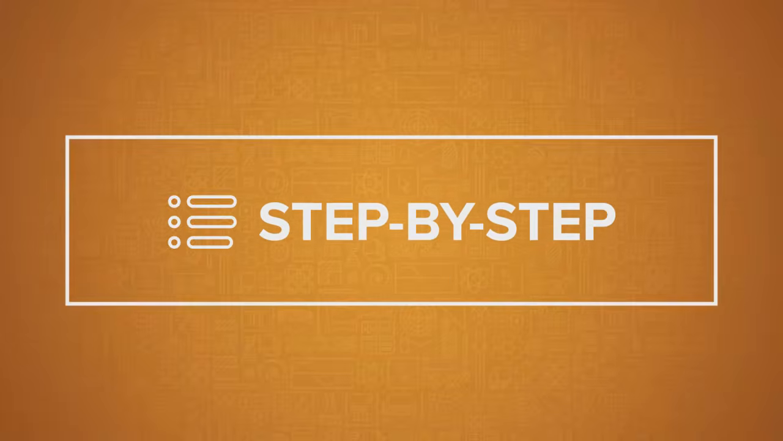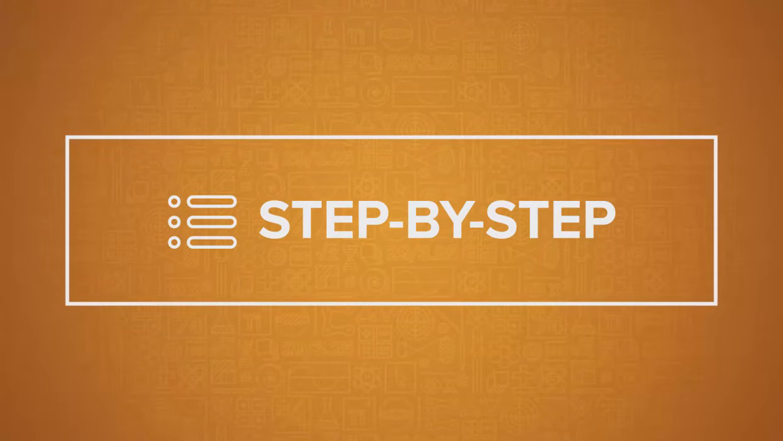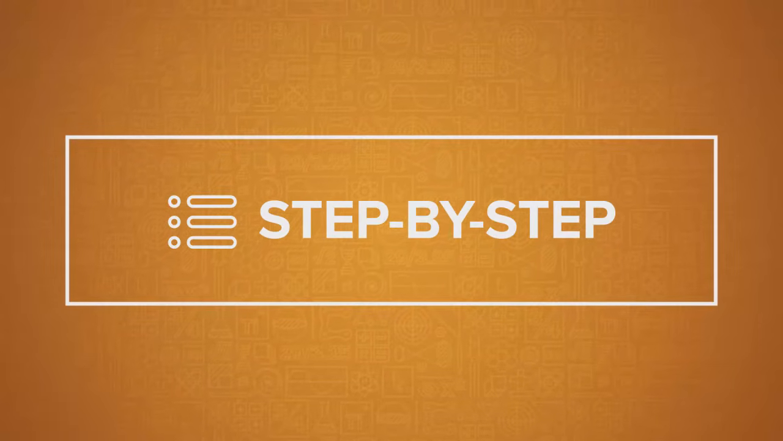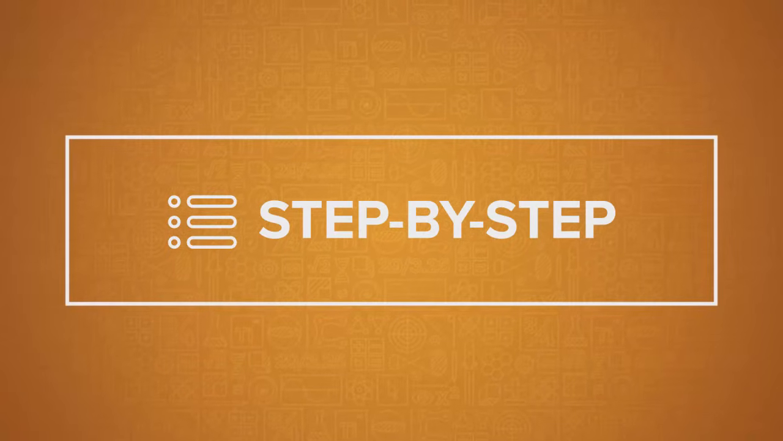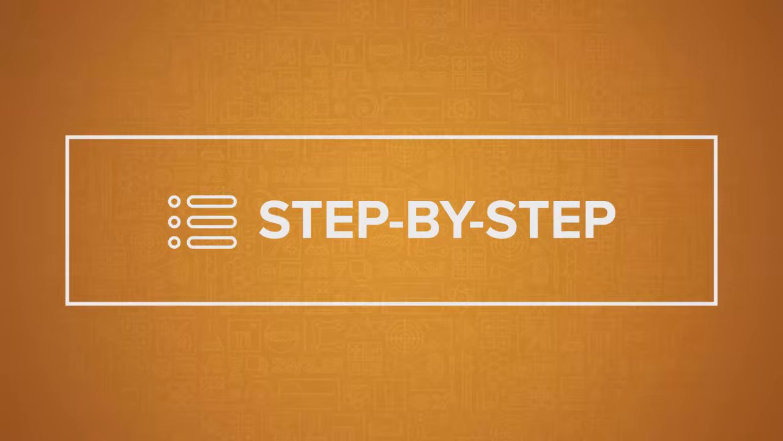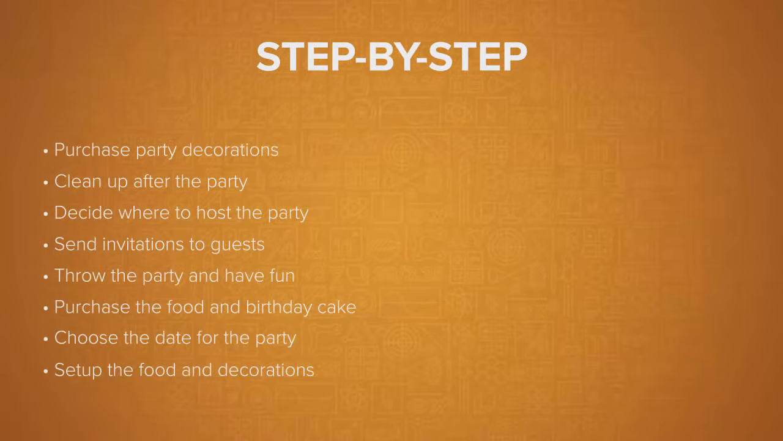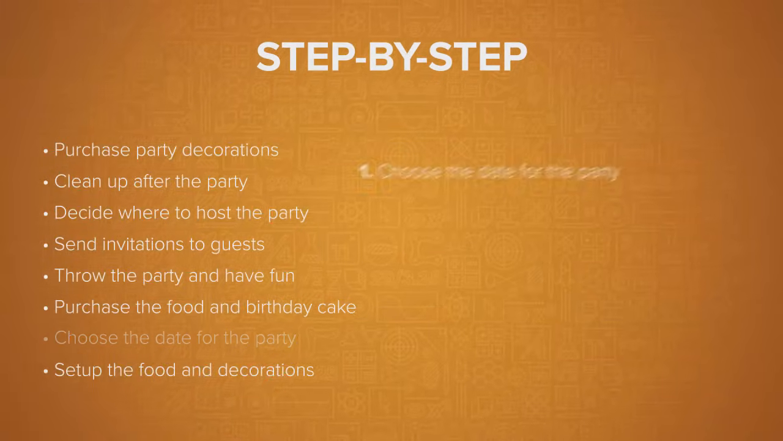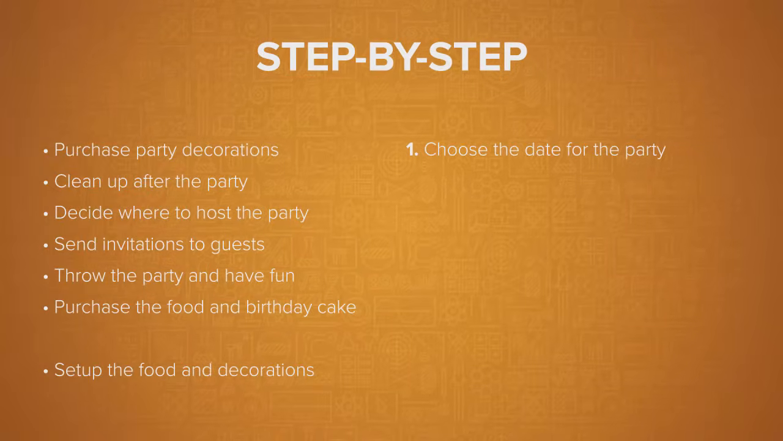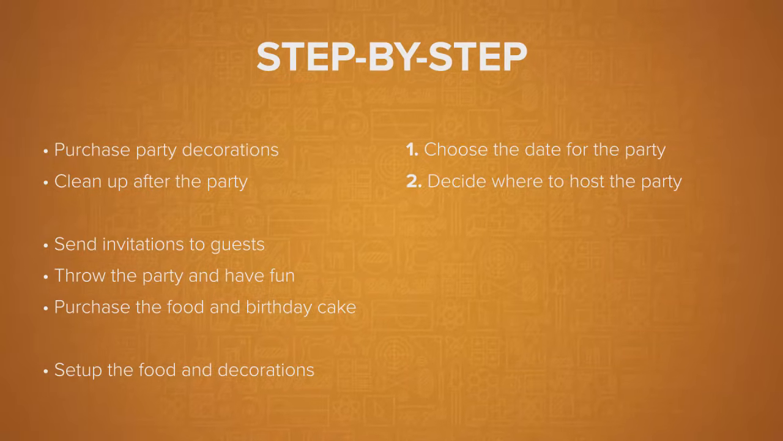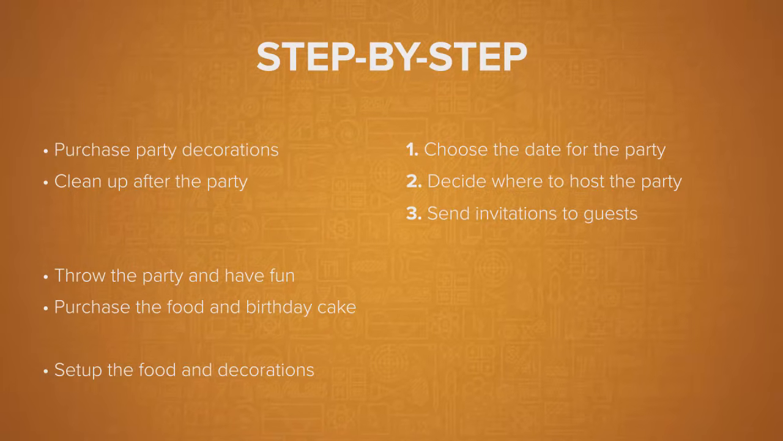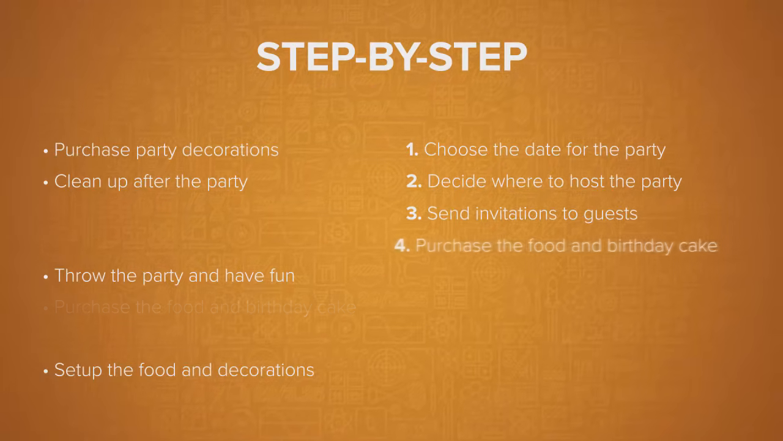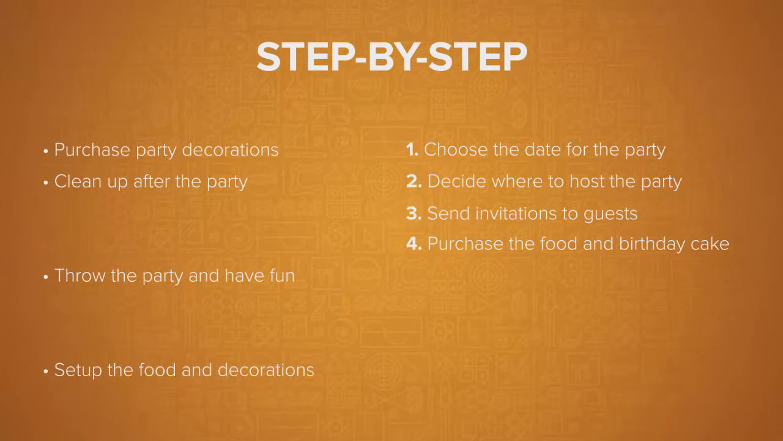One way to organize an algorithm is to use a step-by-step list, similar to a recipe. Each step clearly details what is needed to complete the task and is in the correct order in the list. So let's put the birthday party planning steps in order. Step 1, choose the date to have the party. Step 2, decide where to host the party. Step 3, send invitations to the guests. Step 4, order the food and cake.